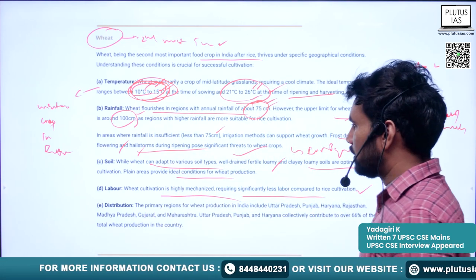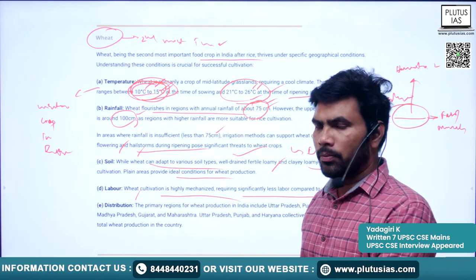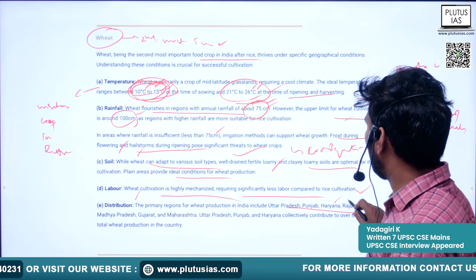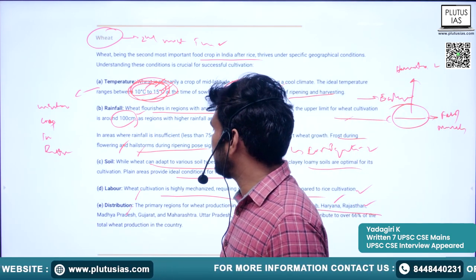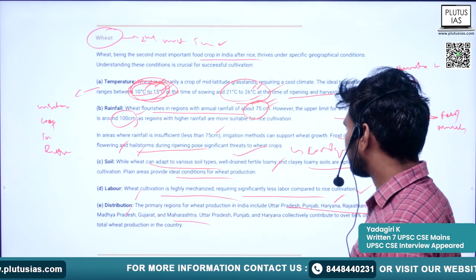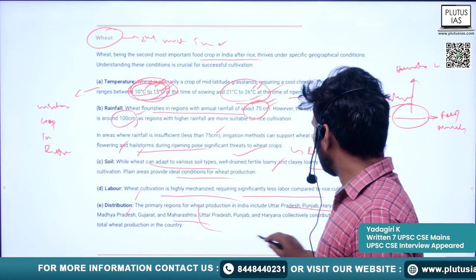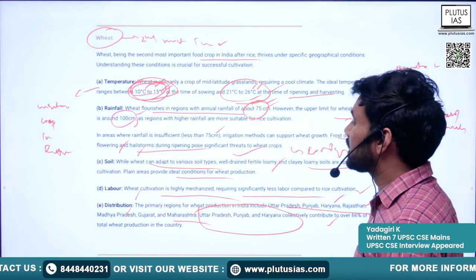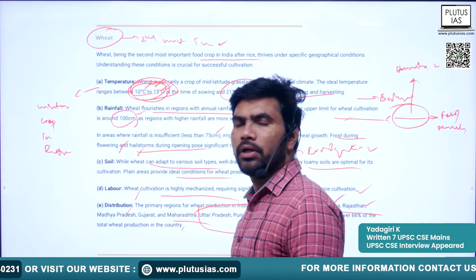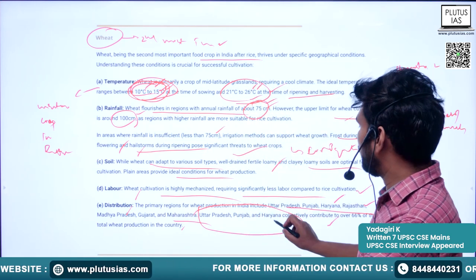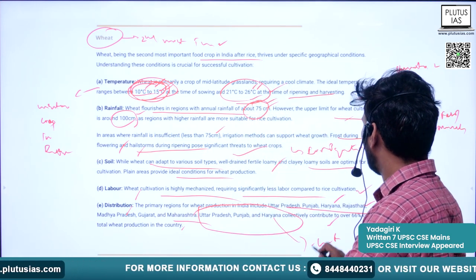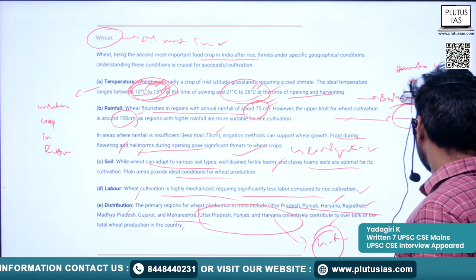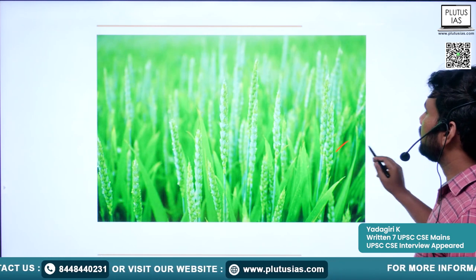Next important aspect about wheat cultivation is distribution. Major states are Uttar Pradesh, Punjab, Haryana, Rajasthan, Madhya Pradesh, Gujarat, Maharashtra. Uttar Pradesh, Punjab and Haryana collectively contribute to over 66% of the total wheat production in the country. The reason, you know very well, is the green revolution in these three states. Right. So here you can see the wheat crop.